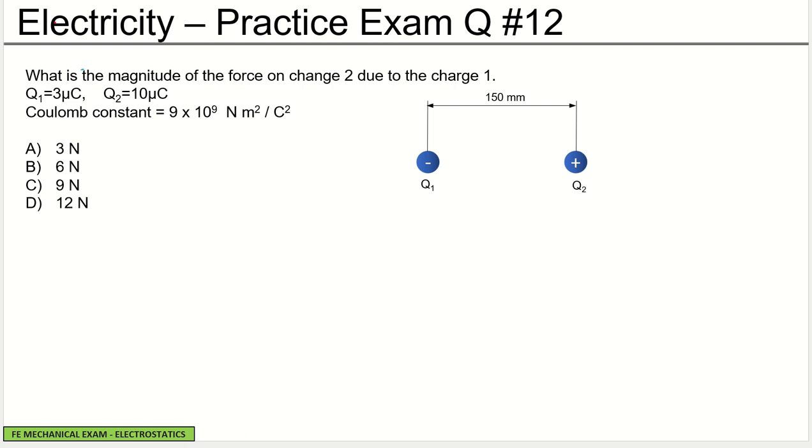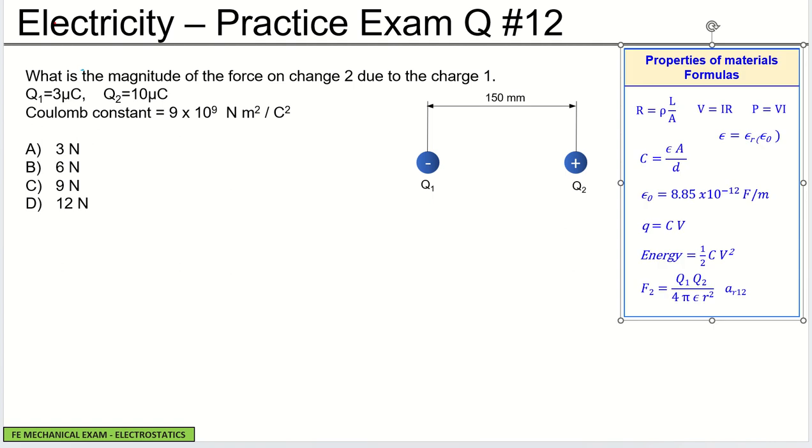There is a separation between the two charges, and they gave us Q1 as 3 microcoulombs, Q2 as 10 microcoulombs, and they gave us the Coulomb constant. So the first thing I'm going to do is bring the formulas and equations that are given in the handbook.